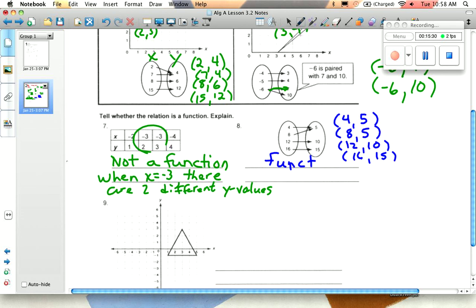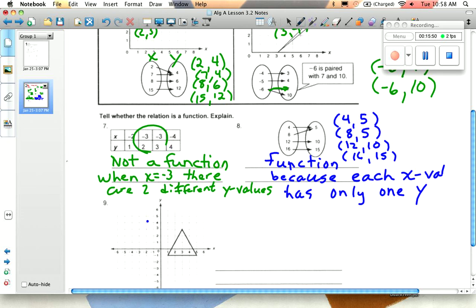So we are going to say it is a function because, there's our explanation, each x has only, and this is important, one y. I suppose we should be using the word value in here. Each x value has only one y value. That sounds a little bit better. Each x value has only one y value, therefore this relation is a function.